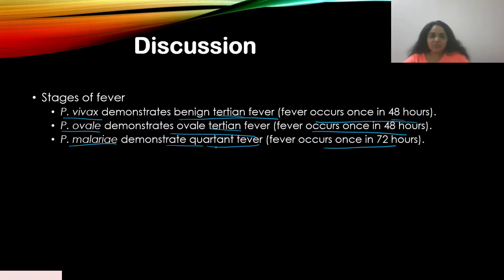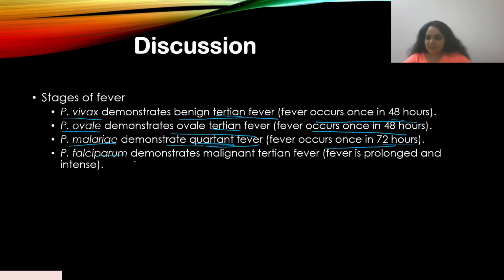So where you see the word quartan, you have to remember this: which species and what kind of fever happens with which species. You'll have to remember the names. There's no other way out. But for once I can give you a hint that whenever you see the word quartan, it's once in 72 hours. When you see tertian, it's once in 48 hours.